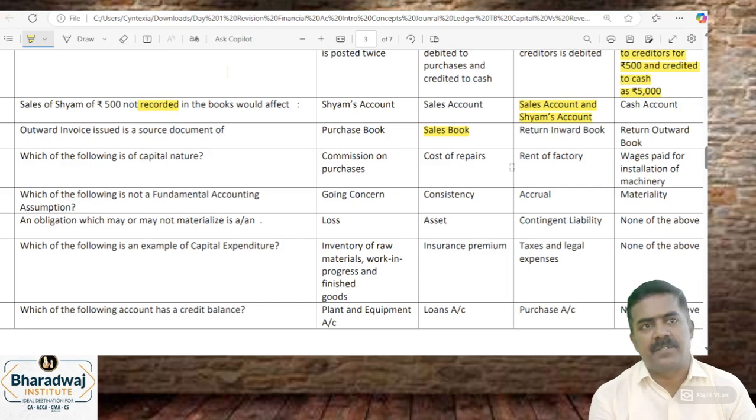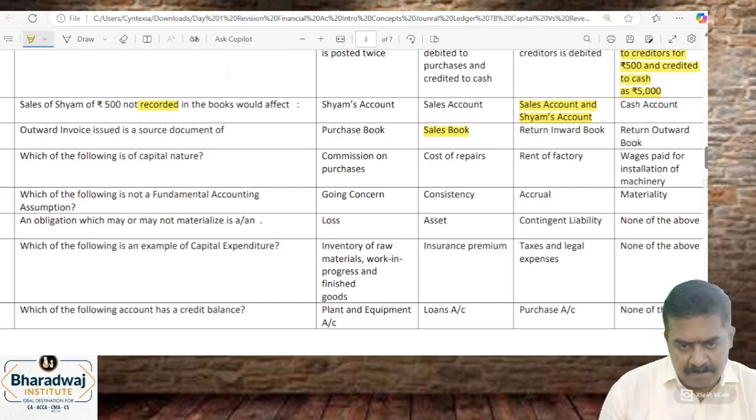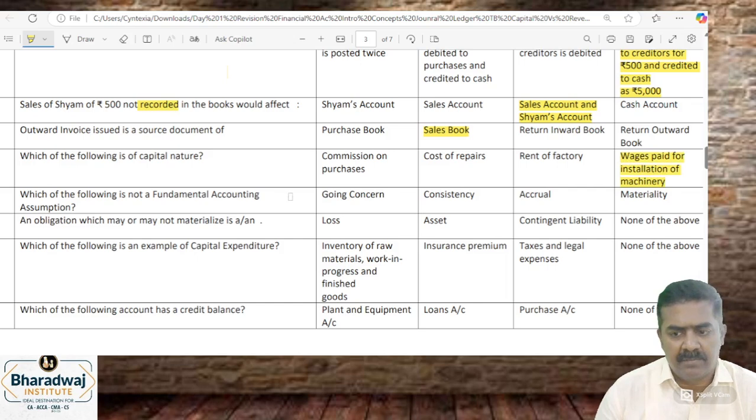What is capital in nature? Wages paid to installation of machinery. It's part of the cost of the machinery.